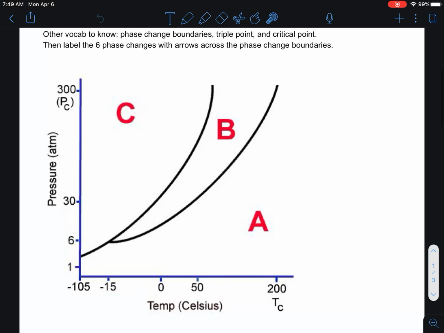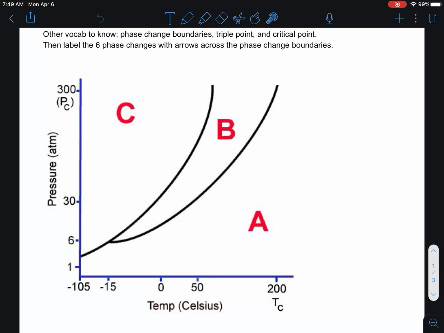So let's look at this graph and intuit some things about it. We've got pressure on the y, temperature in Celsius on the x. We've got a substance so far labeled C, B, and A. Same substance, three different states of matter. What I want you to be able to do is, even if I don't tell you what state of matter it is, that you'll be able to know which state of matter is which.